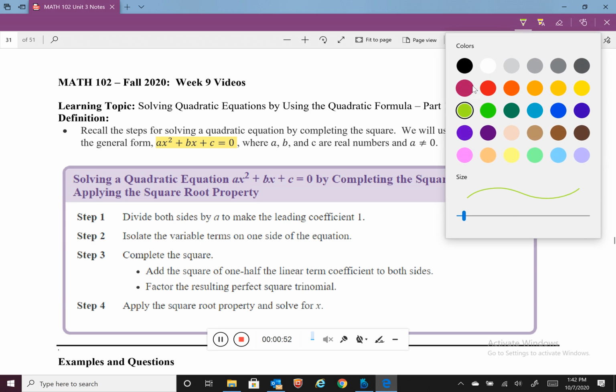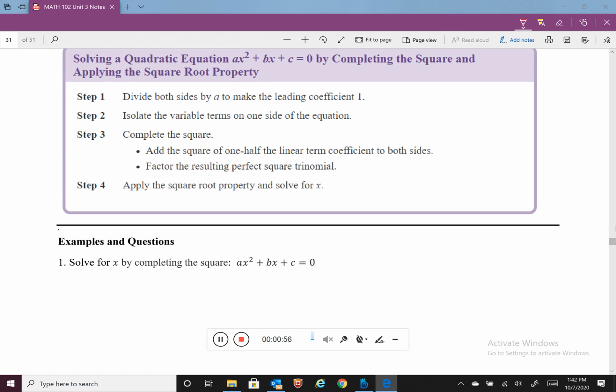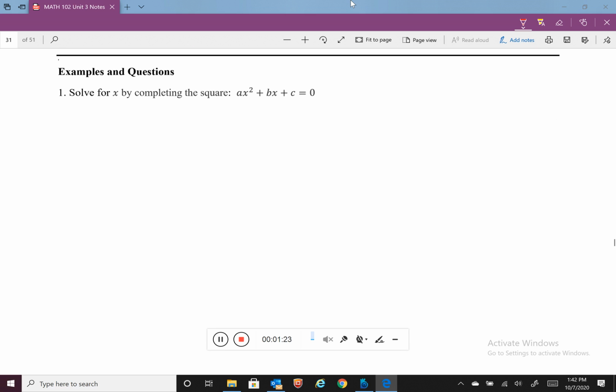So the next thing that we're going to look at is we're going to follow our steps, steps 1, 2, 3, and 4 for solving this quadratic equation with the process of completing the square. So our first step is to divide both sides by a in order to make the leading coefficient equal to 1. So we're going to divide everything by a. So we're going to have a times x squared divided by a plus b times x divided by a plus c divided by a, and then we need to keep our equation balanced, so that will also be 0 divided by a.